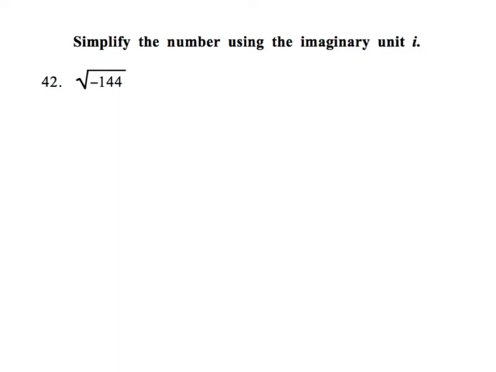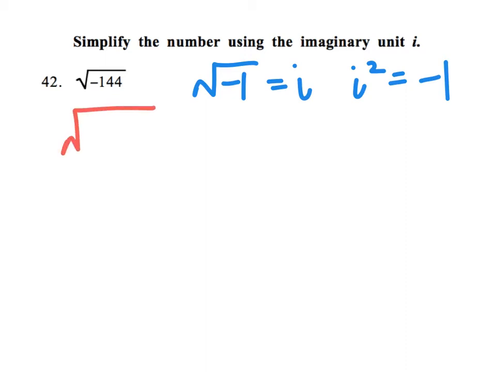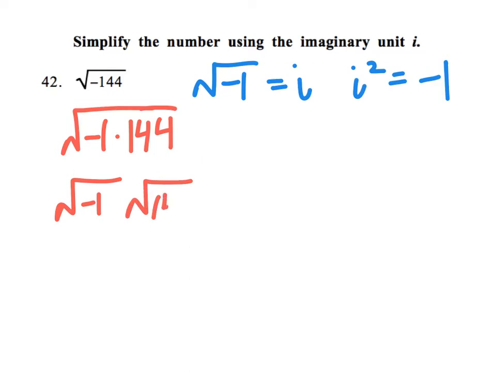Remember, if we have I, the square root of negative 1 is the same as I, or I squared is the same as negative 1. Now, I can simplify 144. That's the same as the square root of negative 1 times 144. And then because I have that, we have square root of negative 1, square root 144. I can break it apart.